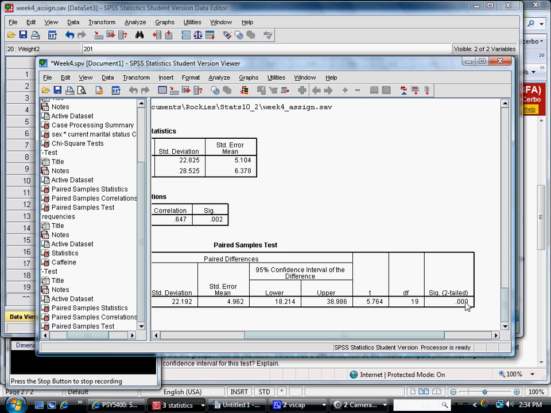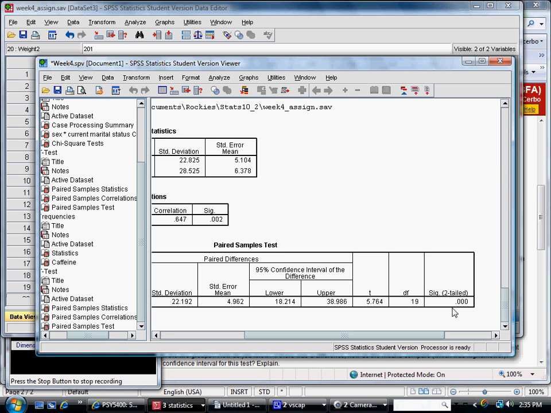But let's talk about what that means. Your significance is the probability that your null hypothesis is true. Our null hypothesis is that the means are equal. What's the probability that that is true? It is less than 0.001. So there's a very small, tiny probability that these means are equal. So we say that this is a significant result and that it is likely that the means are not equal, that there's a difference between our means and the population.